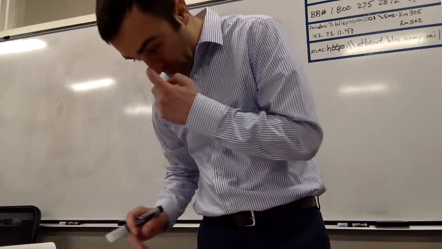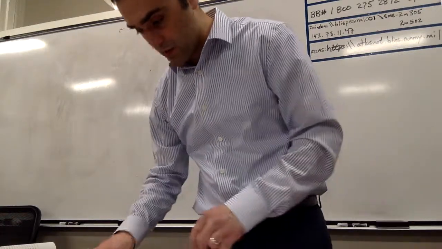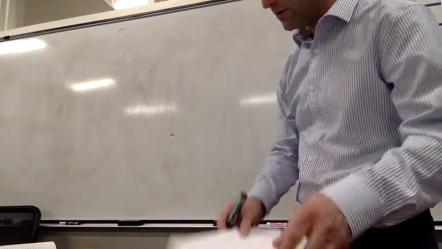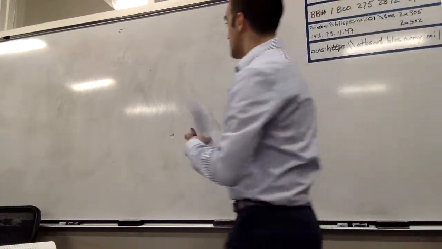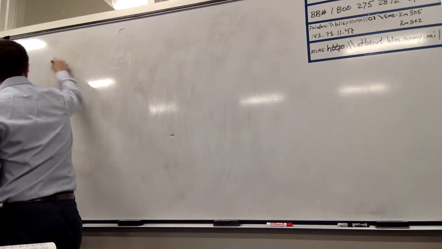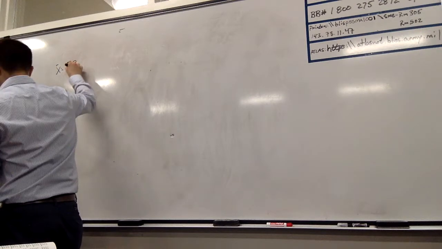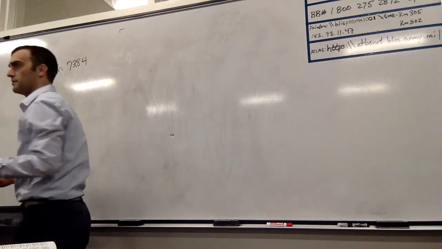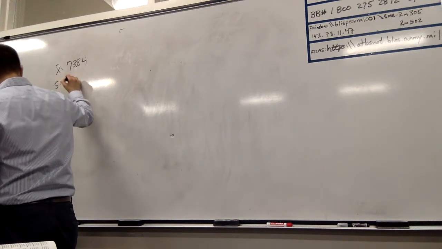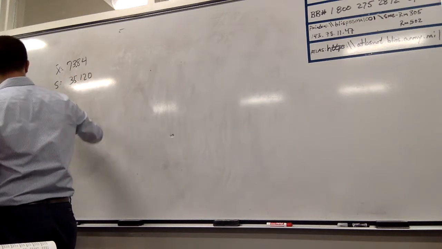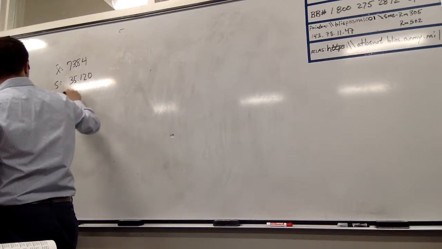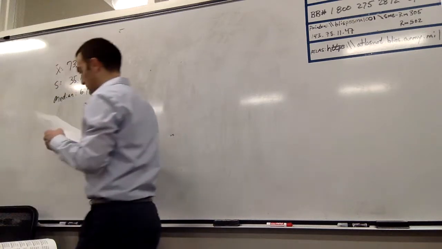Number 5, fire response data set. You had to do the turnout time variable, find the mean, median, and standard deviation, which I got a mean of 73.84. Does that match? And a standard deviation of 35.120 and a median of 69 seconds.